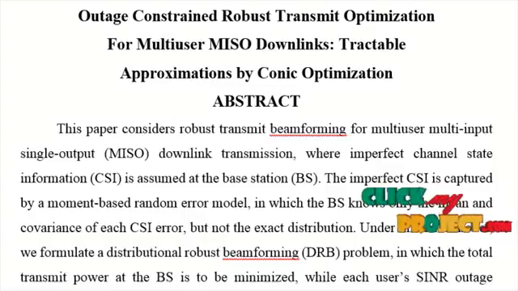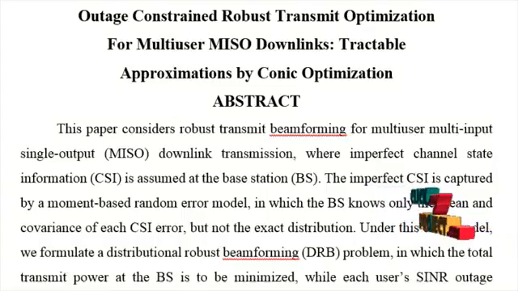This paper considers robust transmit beamforming for multi-user, multi-input, single-output downlink transmission where imperfect channel state information is assumed at the base station. The imperfect CSI is captured by the moment-based random error model, in which the BS knows only the mean and covariance of each CSI error, but not the exact distribution.